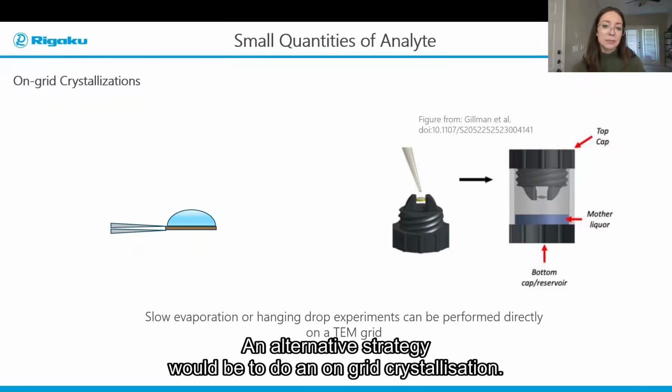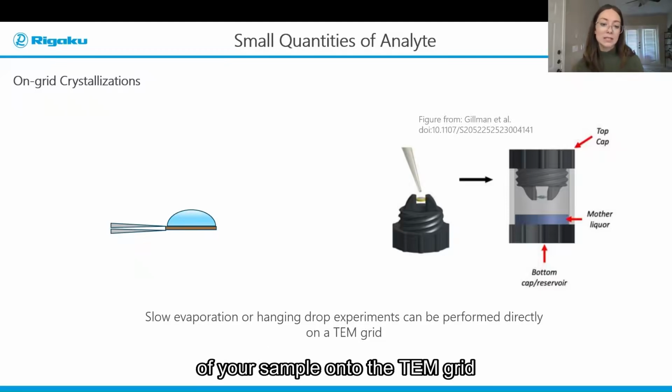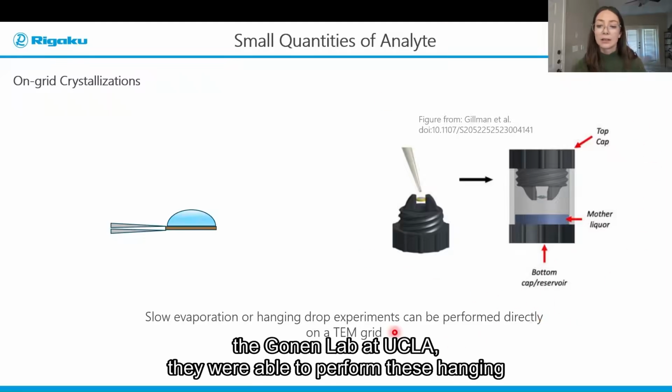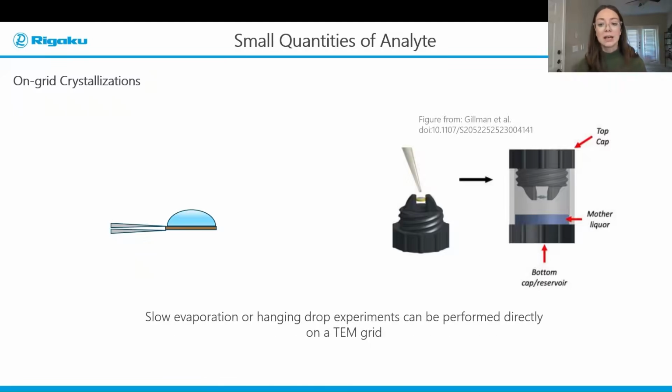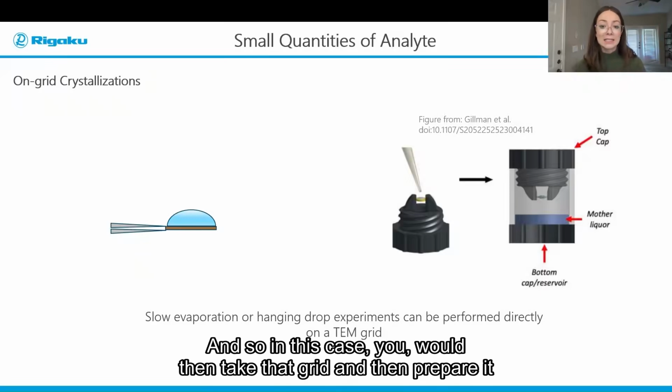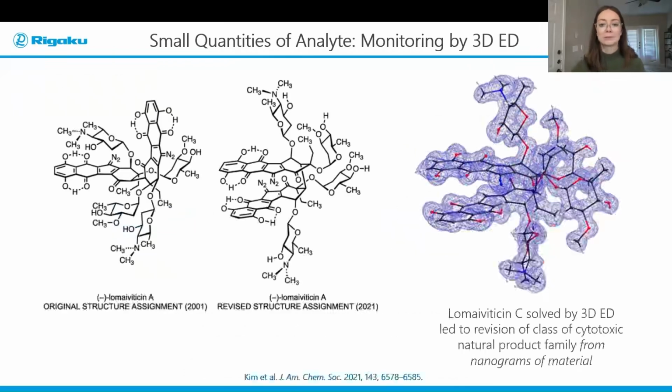An alternative strategy would be to do an on-grid crystallization. And in this case, you can simply pipette a solution of your sample onto the TEM grid and allow it to slowly evaporate. Or this study here from the Gonin lab at UCLA, they were able to perform these hanging drop experiments directly onto TEM grids with these specialized holders. And so in this case, you would then take that grid and then prepare it according to sort of standard protein microcrystal sample prep methods.